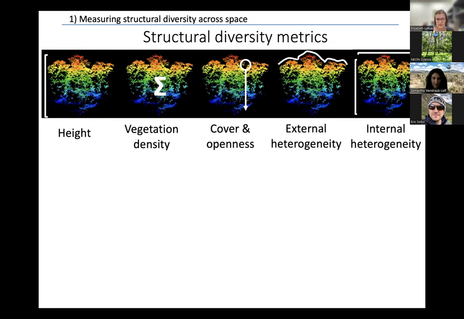So I keep mentioning structural diversity metrics. We have 5 categories of structural diversity metrics that describe different dimensions of the canopy. So things like height, which is the mean or max height of the canopy, or the median height; the density of vegetation, which would be equivalent to something like an LAI metric; cover or openness, so how many gaps you have in your canopy; and then also measures of external and internal heterogeneity. External heterogeneity metrics measure how rough the outer surface of the canopy is, whereas internal heterogeneity metrics measure how heterogeneous the internal vegetation heights are.